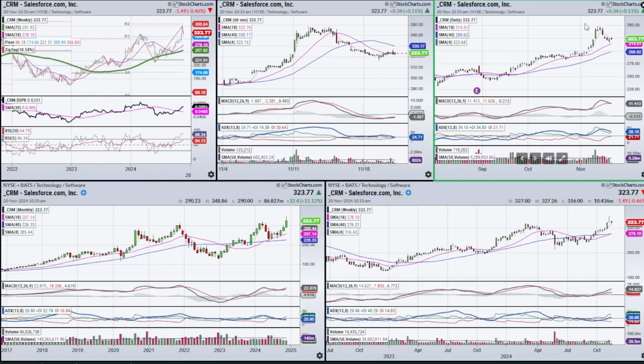So don't be in a big hurry to play this off the daily chart. I think this needs to settle down. I do think there's a lot of support around 300 on this. But I don't think I'd be in a big hurry to play this off this pullback right now.